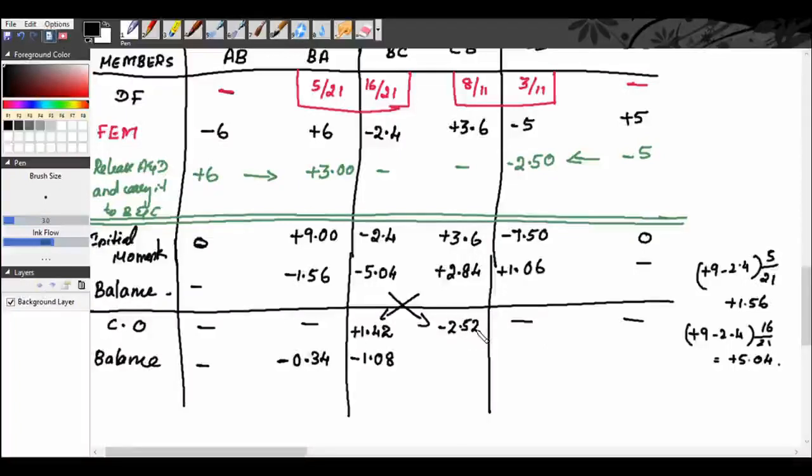Now at joint C, it is minus 2.52 multiplied by 8 by 11. So we get minus 1.83. So balancing, it is plus 1.83. And minus 2.52 multiplied by 3 by 11, we get minus 0.69. So balancing, it is plus 0.69.